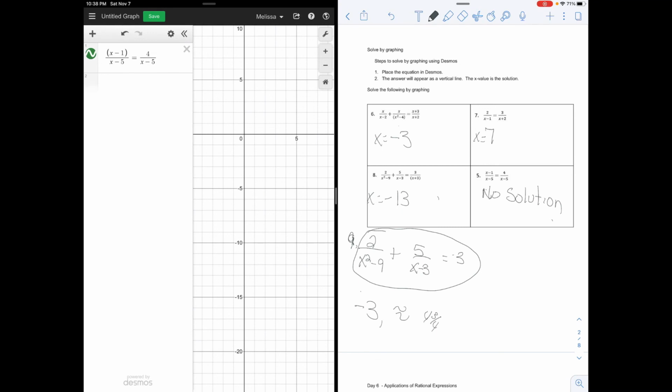Okay, boys and girls, that's all there is for this video. So remember, you're just going to put the entire equation into Y1, graph it. You want to find the vertical line. Wherever the vertical line crosses the x-axis, that is the solution. If it has 2 vertical lines, that means it has 2 solutions, and you have to list them both.